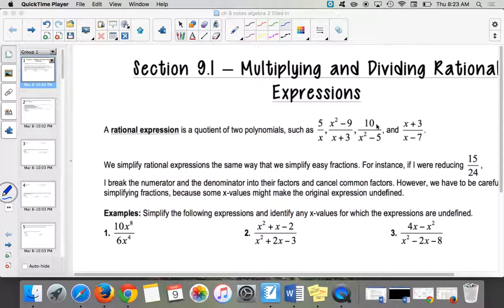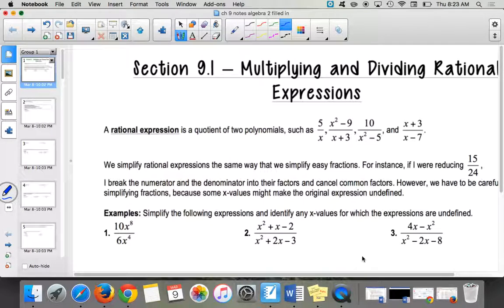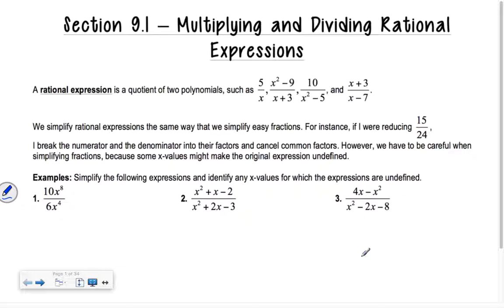Today we're covering multiplying and dividing rational expressions. So basically, you guys have learned how to multiply and divide normal fractions with numbers. And now we're going to learn how to multiply and divide rational functions, which are fractions that have polynomials on the top and polynomials on the bottom. So we're going to be factoring and reducing.